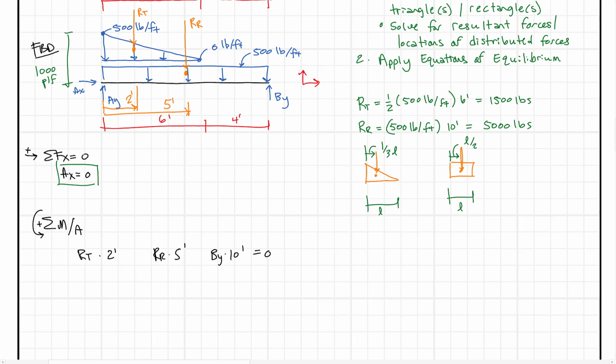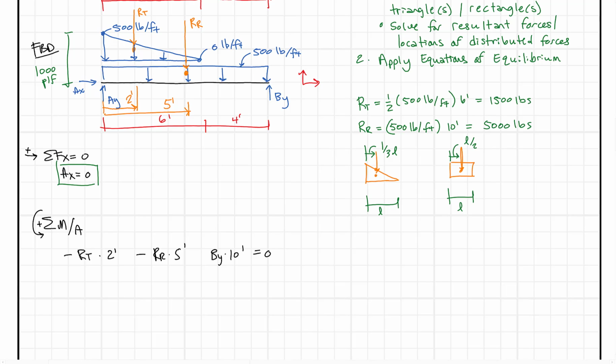And you notice I left out signs here. So RT is causing rotation this direction. RR is causing rotation this direction. They're both opposite of our positive sign convention. Okay, so those are both going to be negative moments. Okay, so we'll write that in as negative.